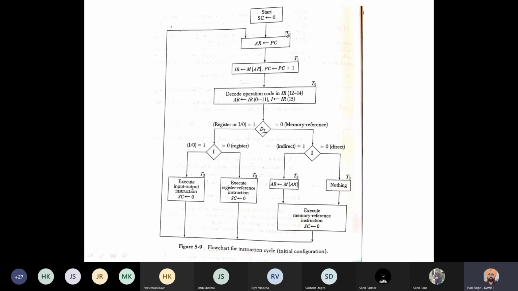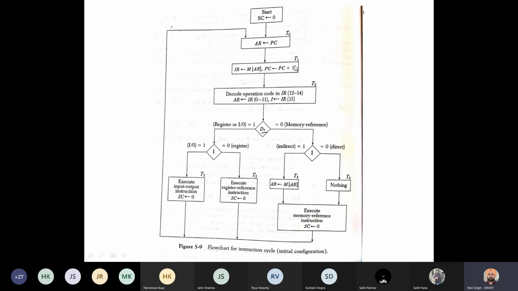During the first T state, that is the T0 state, the program counter contents will be copied to the address register. Here AR is the address register, so you can differentiate AR and AC. AC is the accumulator and AR is the address register, because the AR register is directly connected to the memory address bus. So first of all, it becomes necessary to copy the program counter to the address register. The program counter has the address of the instruction to be executed, so the address of the instruction code is copied to the AR register.